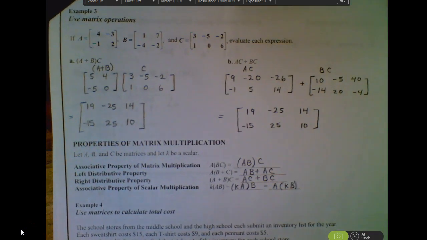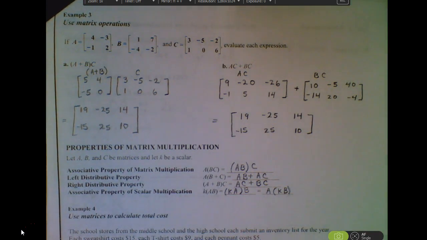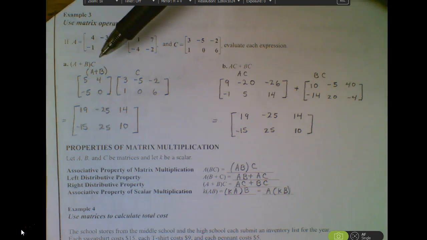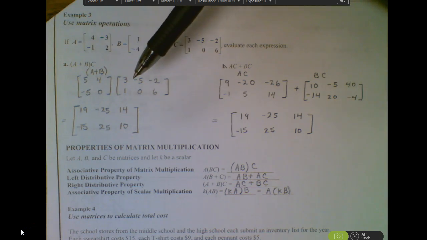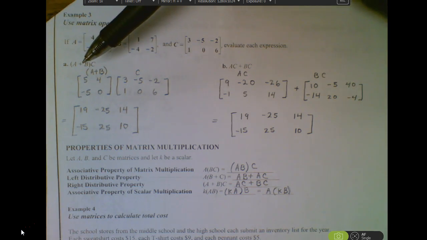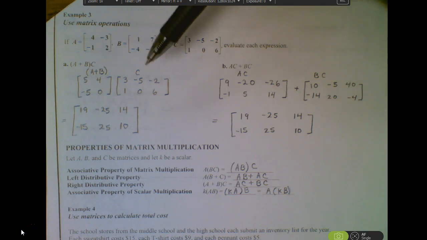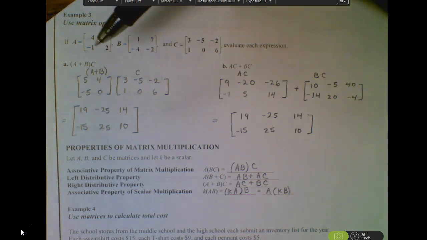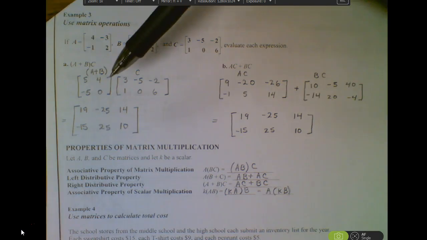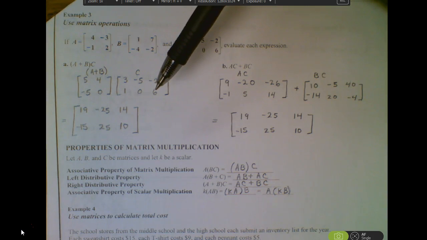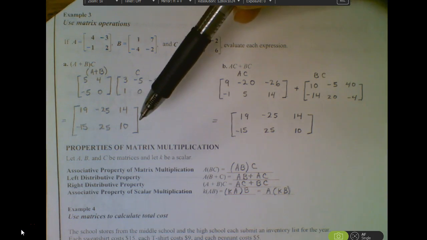On this one, what I wanted you to see is you do have some options in the way you want to do some of these. As you look at this one here, so A plus B times C. In this case, you'll notice that we added first and then multiplied that answer times matrix C. And that's what you're seeing in this. So when I did A plus B, I got this matrix here. Then I multiplied that one times matrix C to get the final result.